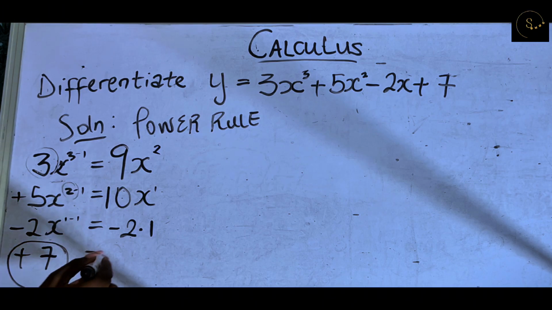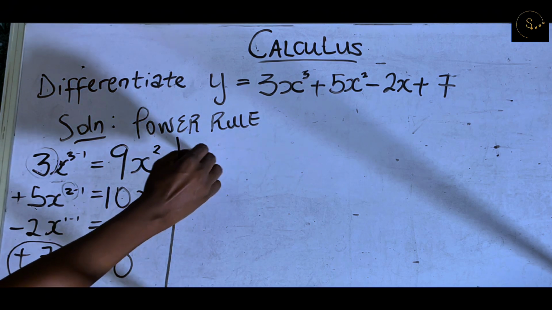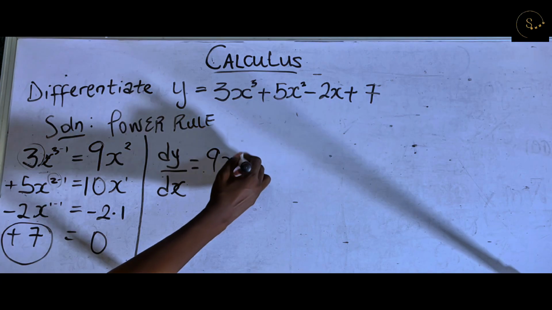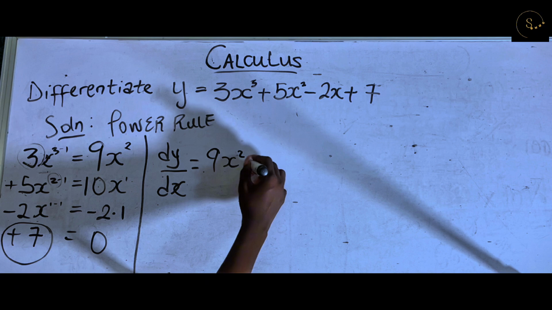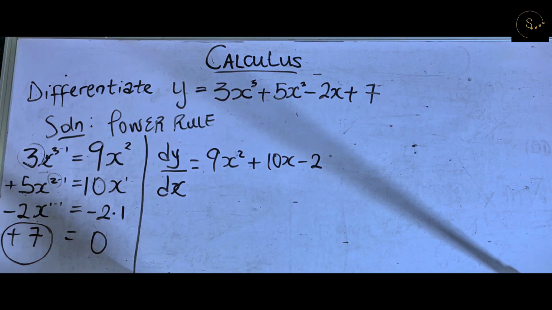The constant becomes 0 because there is no variable attached to it. So what that means is dy/dx becomes what? 9x squared, right? Plus 10x minus 2. Okay. Now, why do we say that integration is the reverse of differentiation?